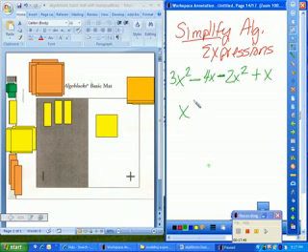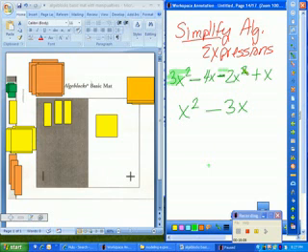Now I don't have anything else that will cancel each other out. Well, I've still got 1 positive x squared left and 3 negative x's. So it's x squared minus 3x, because I've got a positive x squared minus 3x.